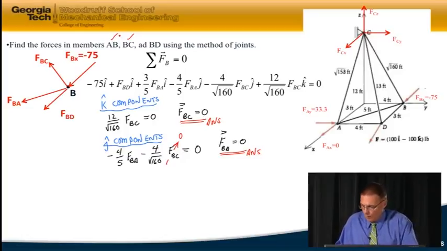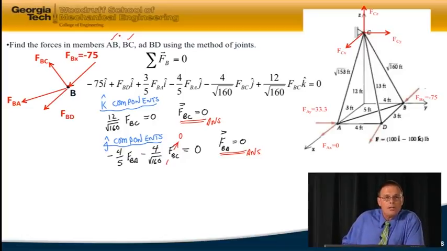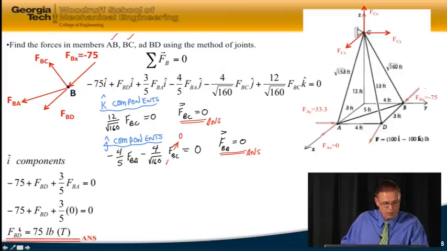Okay, why don't you go ahead and do the last one by matching the I components. Come on back and see how you did. There's the I components matched, and what you should have found was FBD, in that case, comes out to be a positive value. We assumed it was in tension, so it is, in fact, in tension, and it's 75 pounds for its magnitude. All right, that takes care of that part of the problem.